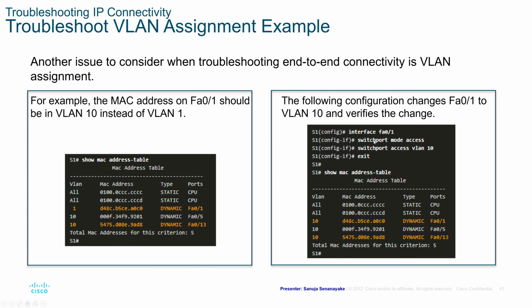Now we're going to go into interface configuration mode for Fa0/1. We're going to change it to switchport mode access, and switchport access vlan 10. So we are assigning VLAN 10 to it, and we're going to exit. Now if you run the show mac address-table command again, the VLAN ID has changed from 1 to 10 right here for Fa0/1. So that's how you verify, check, and then if it is wrong, you change the VLAN associated with that port.